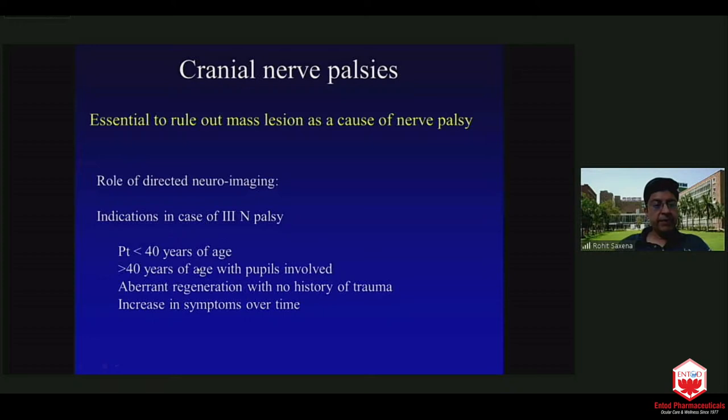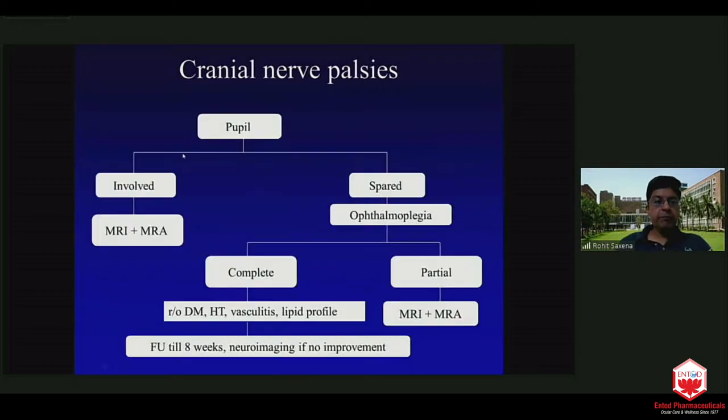The indications for imaging would be a young patient, an older patient with third nerve palsy with pupillary involvement, aberrant regeneration without history of trauma, and increase in symptoms over signs. So if the pupil is involved, imaging is mandatory. If it is spared and there is complete third nerve palsy, extraocular motility palsy, you can follow up, do a medical examination and manage the medical symptoms.